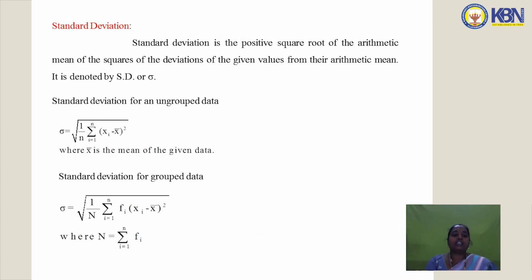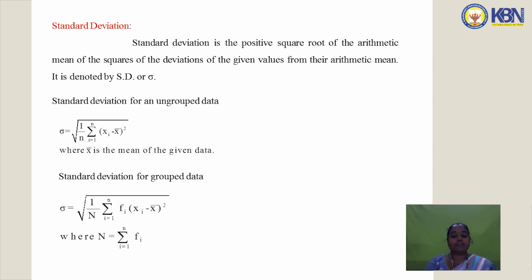And the last method is standard deviation. Standard deviation is the positive square root of the arithmetic mean of the squares of deviations of the given values from the arithmetic mean, and is denoted by sigma. If we want to calculate the standard deviation for an ungrouped data, sigma is equal to square root of 1 by n summation (xi minus x bar) whole square, where x bar denotes the mean and n denotes the number of sample observations.